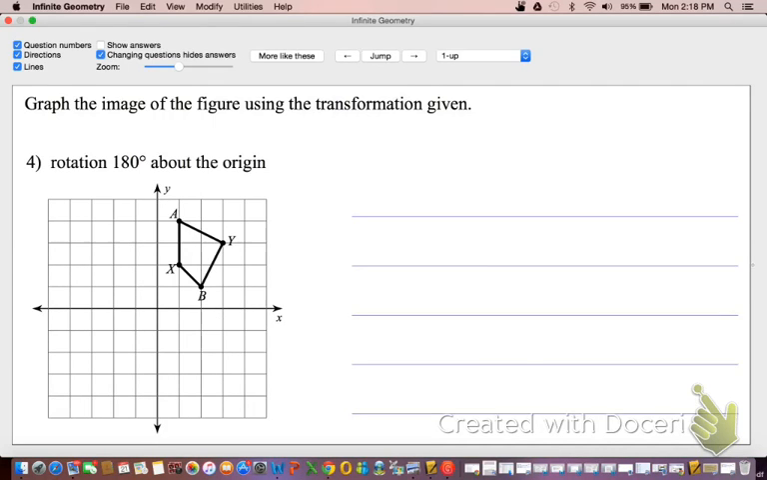Okay, a rotation 180 degrees, the best way to think about it is, so to get from X to the origin, I go down 2, left 1. I'm going to go down 2, left 1 again. So this is my X prime. B, I go down 1, left 2, so I go down 1, left 2. Y, down 3, left 3, down 3, 1, 2, 3. And A, I go down 1, 2, 3, 4, left 1, so I go down 1, left 1. So let's connect it now.